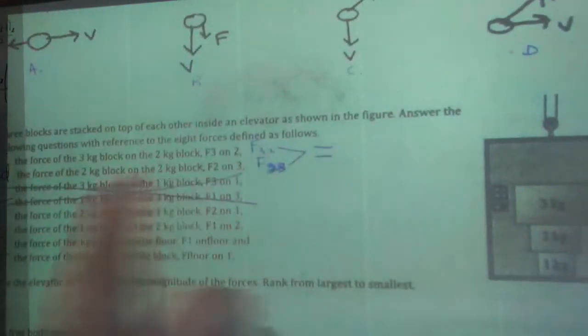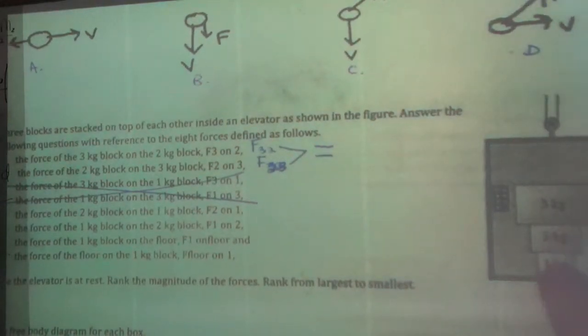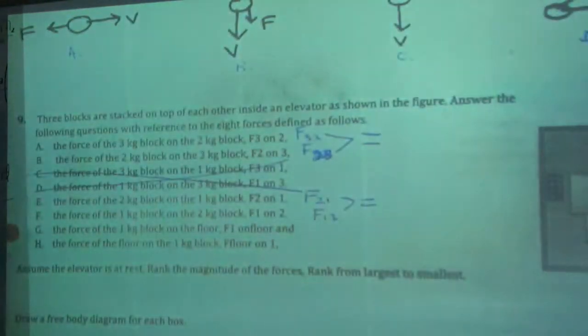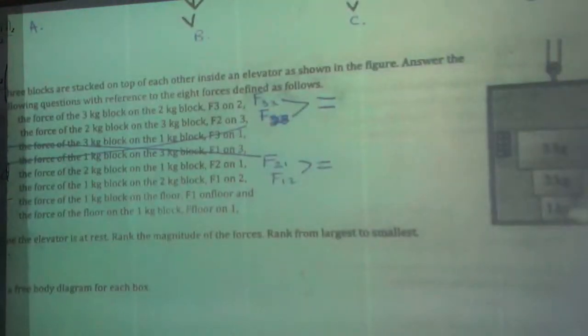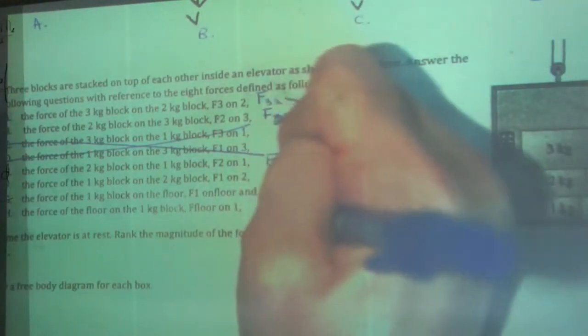So that was a trick. Those don't exist. The force of the 2 on the 1, for sure, these 2 exist. They are touching each other. They will have a force on each other. So 2 on 1 and 1 on 2. Those are, again, the same 2 objects on each other, so those will be equal to each other. And then the 1 and the floor are in contact with each other, so they will have a force. So the floor on 1 and 1 on the floor. Those will, again, be equal.